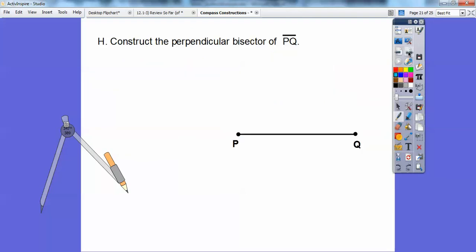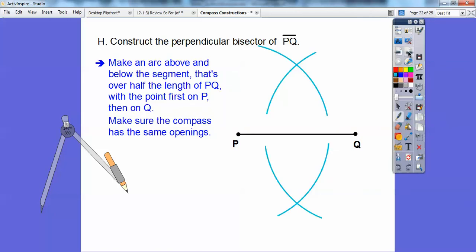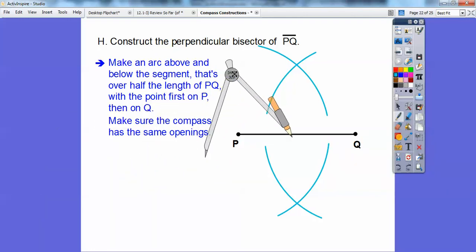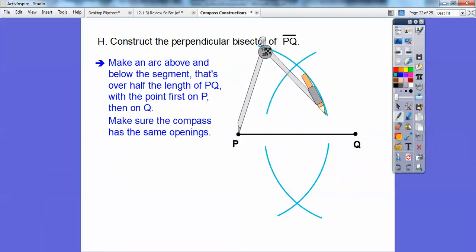All right, okay, and the last one here is we're going to construct the perpendicular bisector of segment PQ. So the first thing we're going to do, and I think I still have it there, I do, we're going to make an arc above and below the segment that's over half the length of the segment. So you got to make sure that your compass is open over half the length of the segment. So you put pointy right there, and I just did it over half the length of the segment. Just make sure it's over half. If it's not over half, they won't intersect up here.